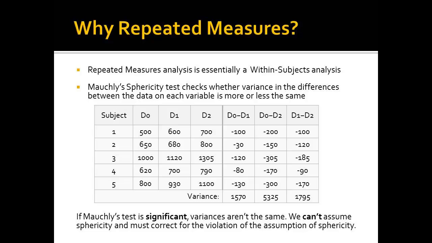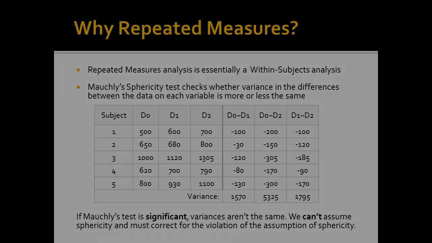If Mauchly's test is significant, however, we need to correct for the violation of the sphericity assumption. Now this is rather advanced, and you'll learn more about this in statistics courses in the future, but it's good to keep in mind for now.